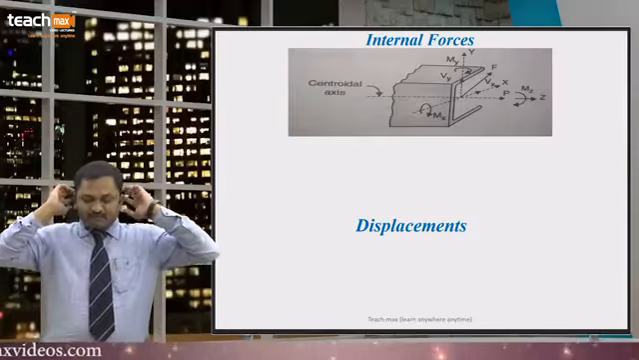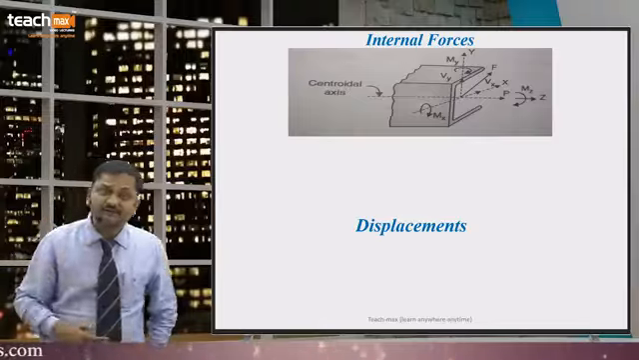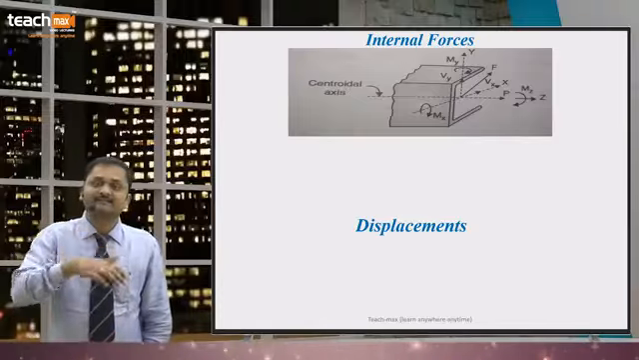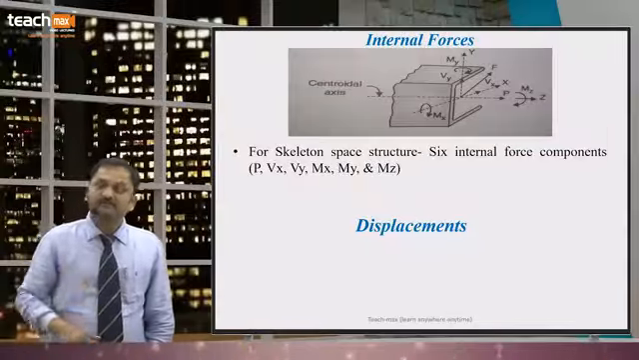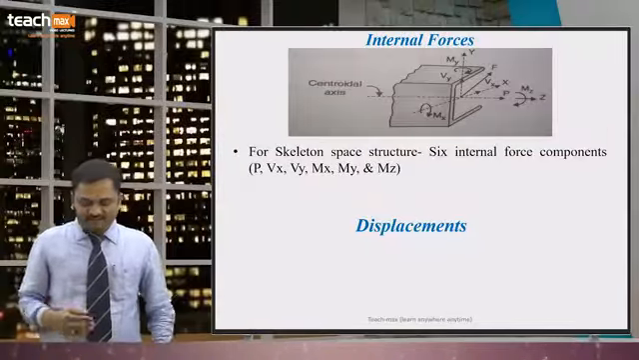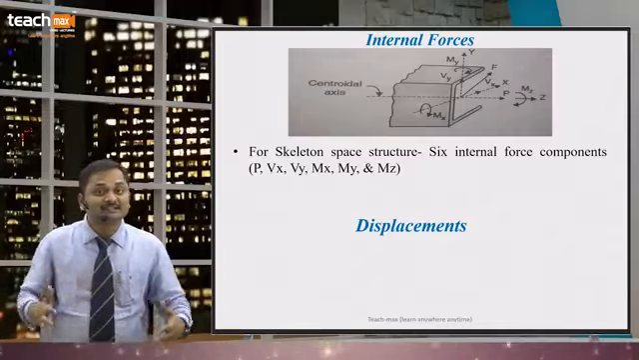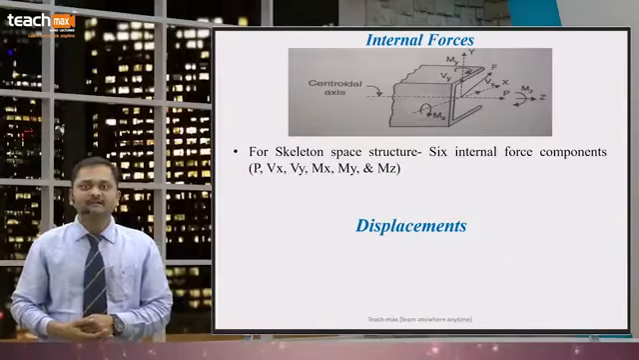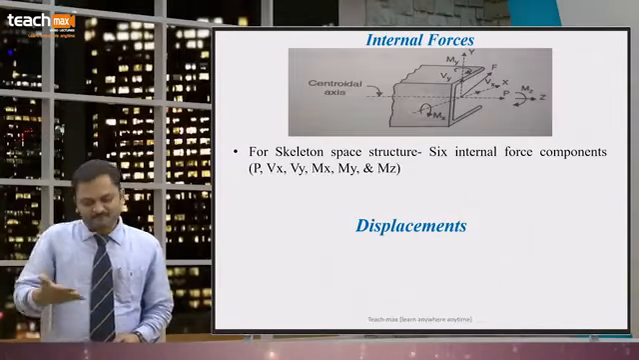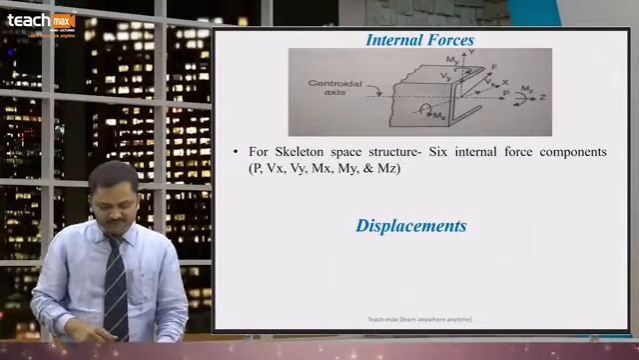See this. What are the internal forces developed in these skeleton structures? For a space skeleton structure, there are 6 internal forces developed when the load acts over the structure. So which are they? See this: P. The first one is P.